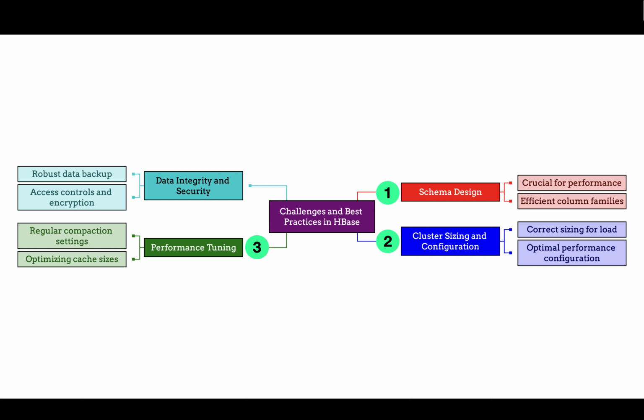3. Performance tuning. Regularly tuning the cluster, like compaction settings and cache sizes, can significantly improve performance. 4. Data integrity and security. Implementing robust data backup and security measures, such as access controls and encryption, is critical in a production environment.